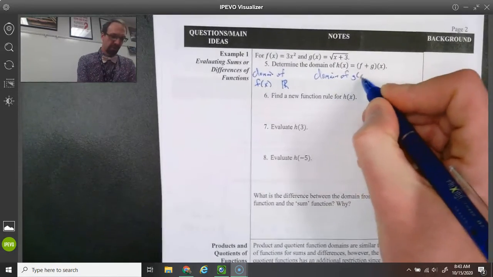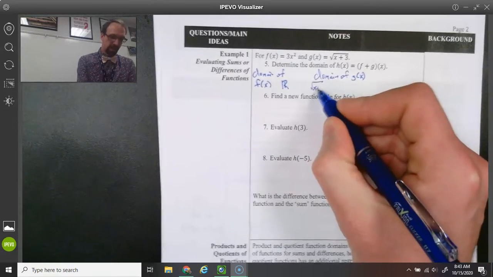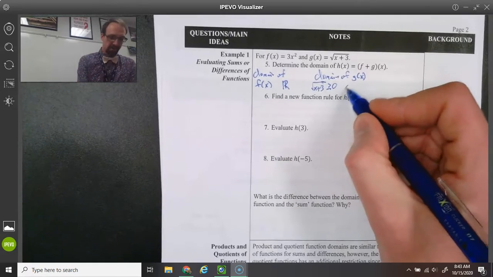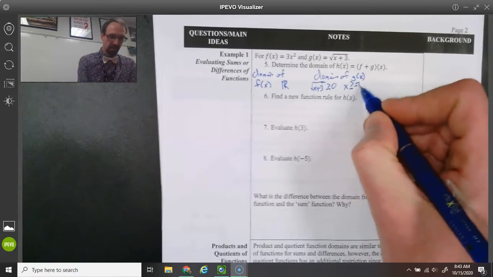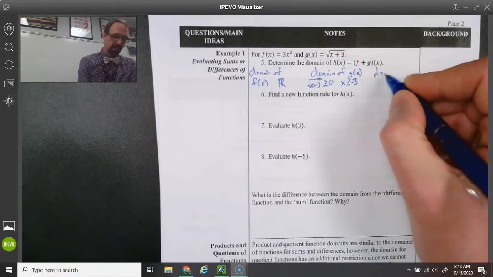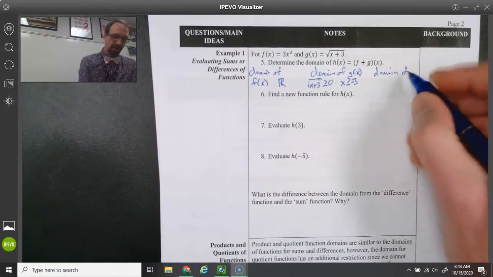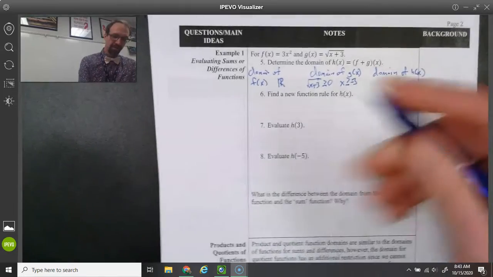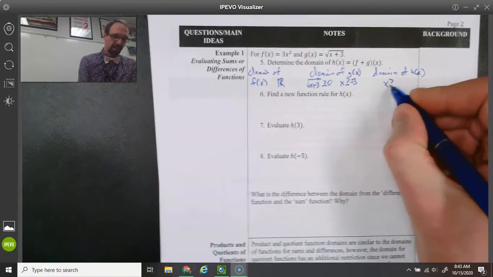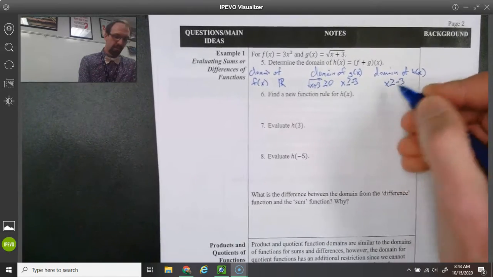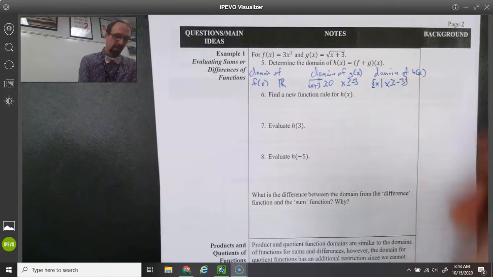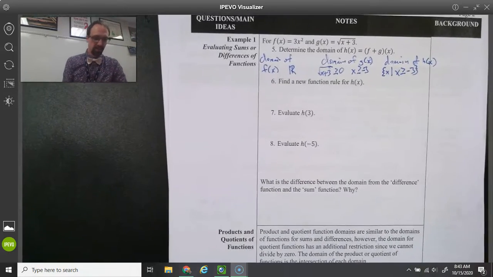So the domain of g of x, take x plus 3, set it greater than or equal to 0, and then solve. Square both sides, subtract 3, you get x is greater than or equal to negative 3. So the domain then is the intersection of this. Another way of thinking about this is think about what is the most restrictive of these two and combining those restrictions. So the domain of h of x is going to be, x is going to have to be greater than or equal to negative 3. And I'll go ahead and put this in set notation, x such that x is greater than or equal to negative 3. So let's find a new function rule for h of x.